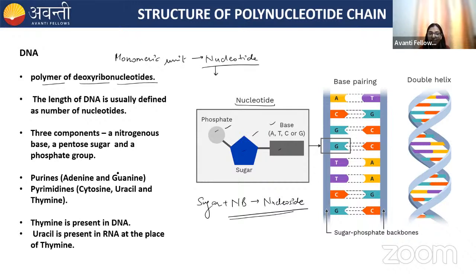There are two types of nitrogenous bases present: purine and pyrimidine. Purines have a double ring structure. Adenine and guanine are purines. Pyrimidines are single ring. Examples are cytosine, uracil, and thymine. DNA has thymine, whereas RNA has uracil instead of thymine. And in DNA, I told you, there is deoxyribose sugar, and RNA has ribose sugar.